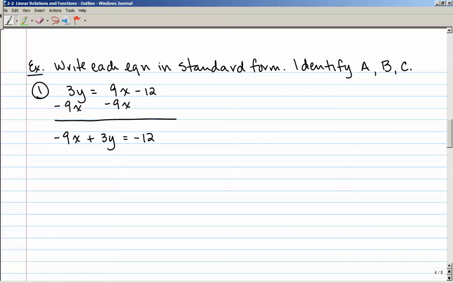And I'm noticing that 9, 3, and 12 are all divisible by 3, and my a is a negative number. Your first term has to be a positive number. So I'm going to divide everything by negative 3. And when I do that, I have 3x minus y equals 4. That's in standard form. A is 3, b is negative 1, that's the coefficient of y, and c is 4.